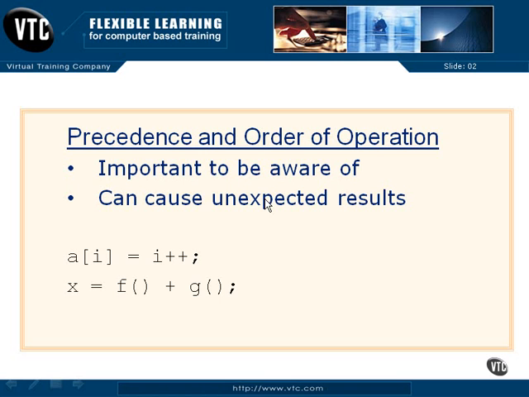Maybe mathematical outputs are different than you believe they should be, or than you've even calculated by hand. But again, you don't know why they're off. Precedence and order of operation can do that to you. For example, let's take a look at this.